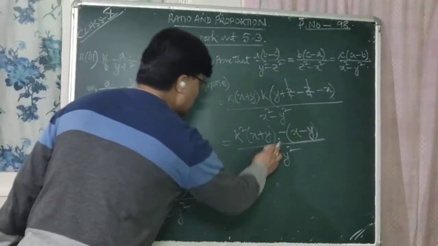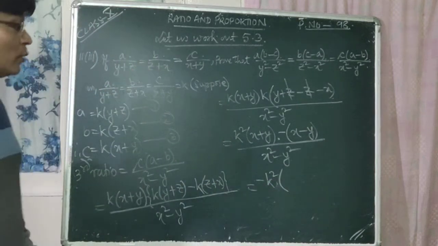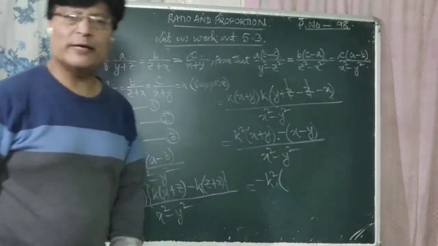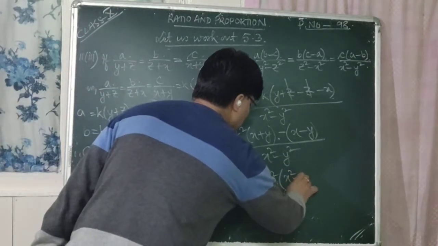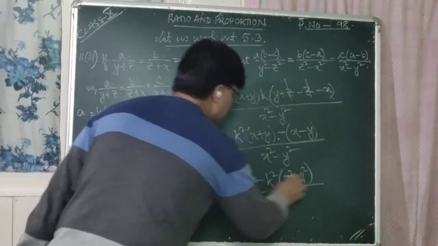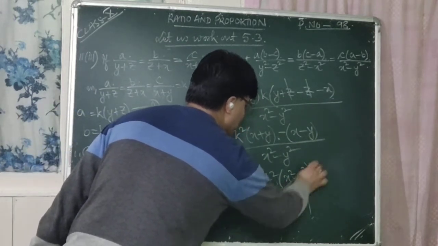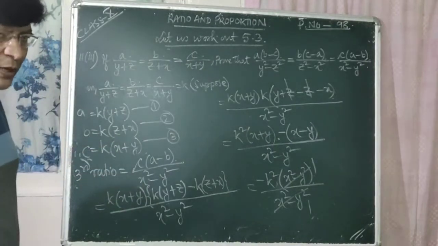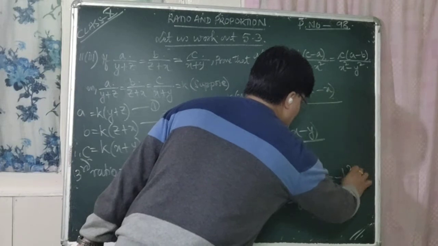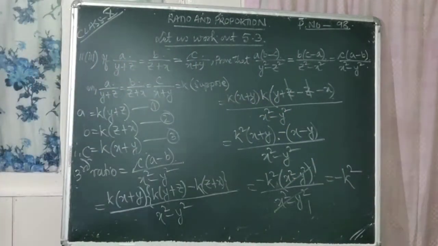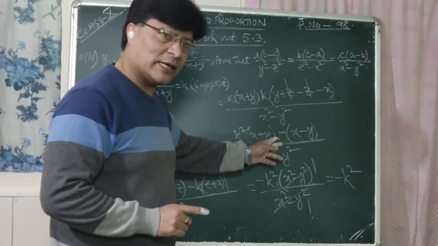So which is equal to, now the minus sign is taken outside, minus k square into, what is this? A plus b into a minus b. It is a square minus b square. So it is x square minus y square divided by x square minus y square. So here you can cancel them. So it is 1 by 1, which is equal to 1. So what is 1 into minus k square? So it is minus k square. Is that clear? So first ratio we get minus k square.